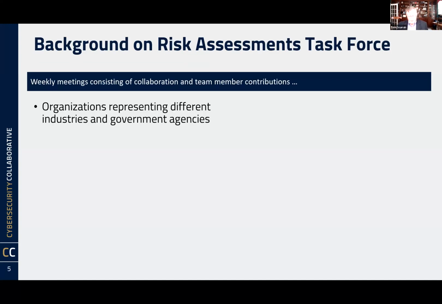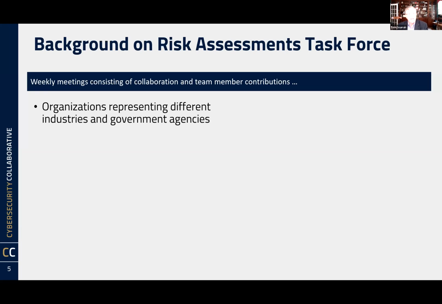So we have weekly meetings. There are about 8 or 10 meetings that we have, an hour each. We structure these meetings. We just don't talk about the same thing every meeting. We may talk about risk assessment methodologies. How do you improve risk treatment decisions and acceptance of risks? What types of tools are used?